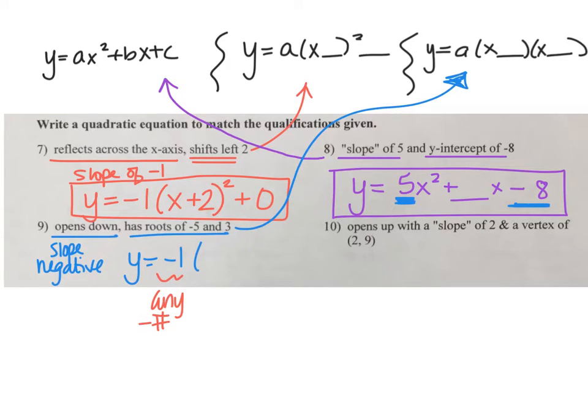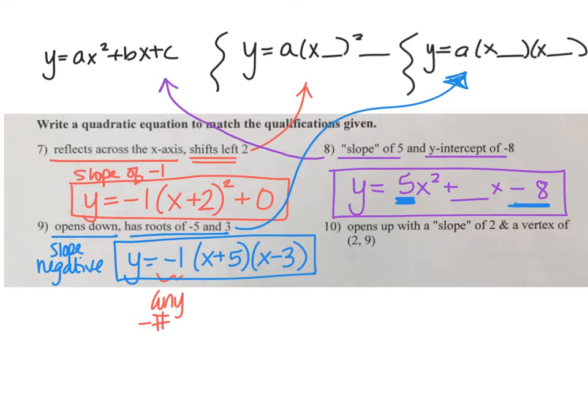And then my roots, remember, anything on the inside of parentheses is opposite. So if I need -5, I'm going to write x plus 5. And if I need +3, then my other parenthesis needs to be x minus 3.